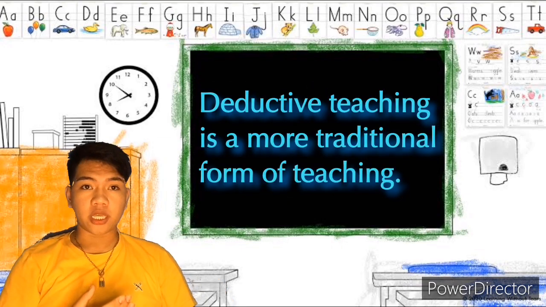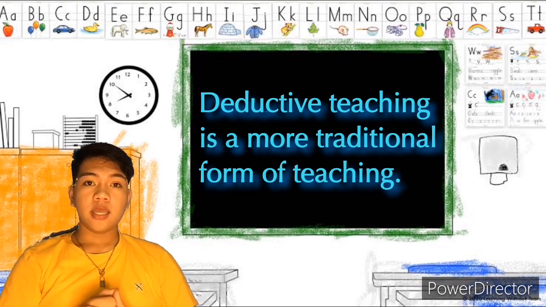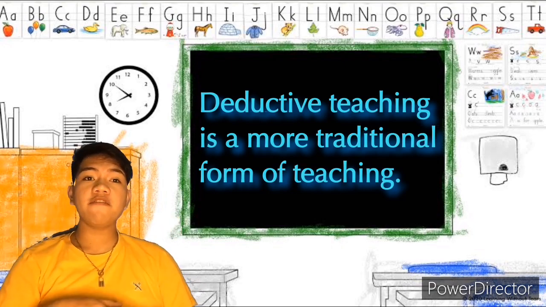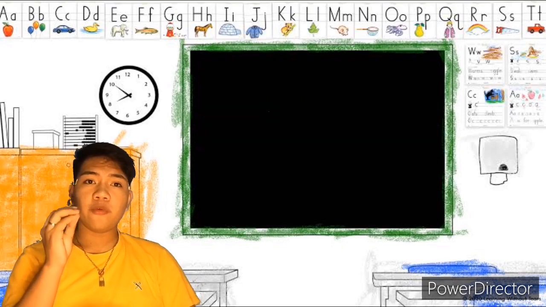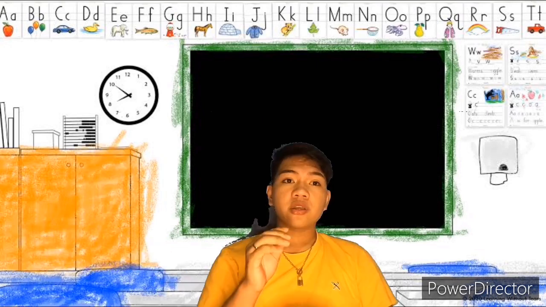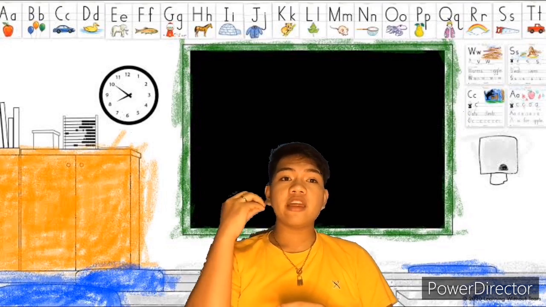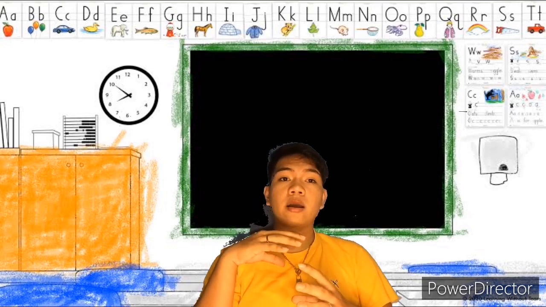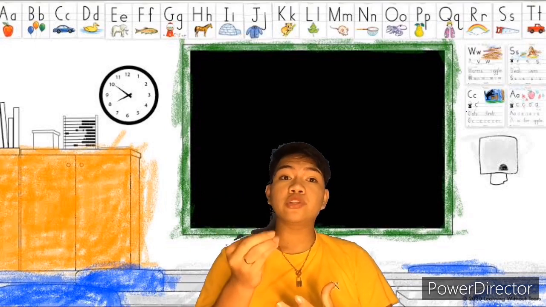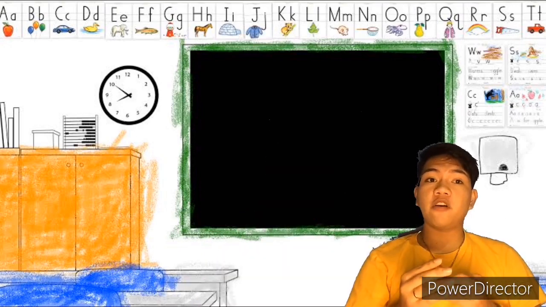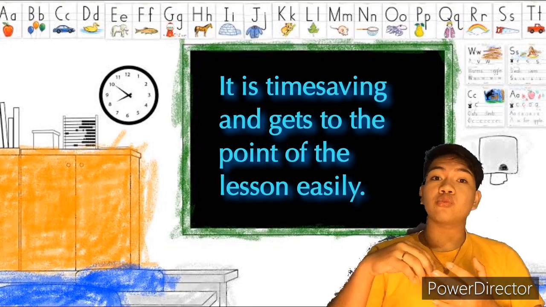The deductive method of teaching is a more traditional form of teaching. Why? Because in deductive teaching, you typically provide information like a lecture, then share a specific example of the concept or skill being taught. So this is a more teacher-centered model of teaching that is rule-driven. Some of the positives of this method are that it is time-saving and gets to the point of the lesson easily.